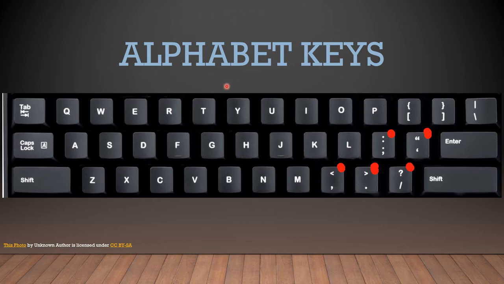These are the alphabet keys. Keys with the letters of the alphabet on them are called alphabet keys. See, students, these are the letters A, B, C, D, E, F, G, H, I, J, K, L, M, N, O, P. They are used to type words and sentences. You can write both capital and small letters by using the alphabet keys.